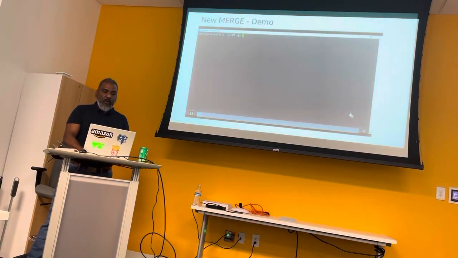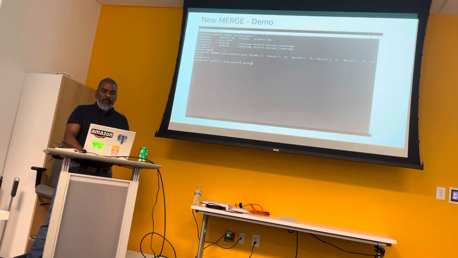Quick demo about how to use the merge here. I'm using PostgreSQL 15 here and select version, that's fine. Okay, so I created a table called station main, and I added two columns, create date and update date.